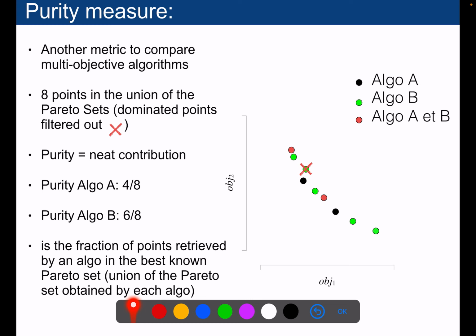We will say that the purity of algorithm A is 4 divided by 8, and the purity of algorithm B is 6 divided by 8. Okay, and so that's the fraction of the points retrieved by an algorithm in the best known Pareto set, which is the union of the Pareto sets obtained by each algorithm. And so the purity is better for algorithm B, and we will conclude that algorithm B might be preferable if you want to solve that problem.